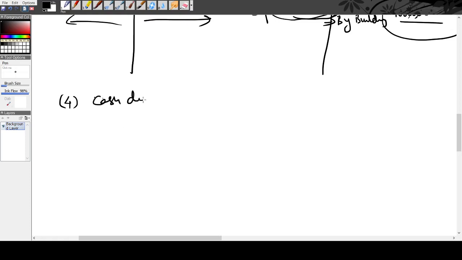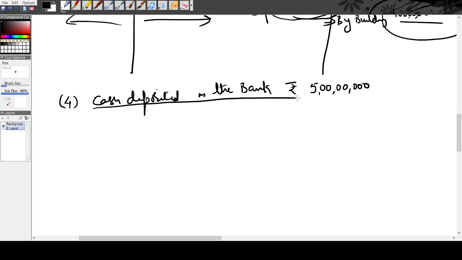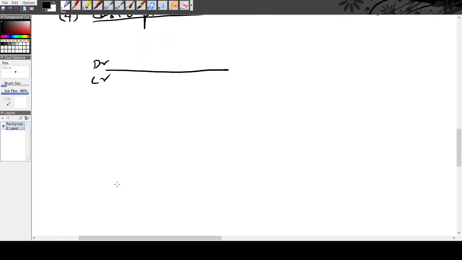Cash deposited in the bank, Rupees 5 crores. Now we are depositing some cash in the bank. How do you record this transaction? Again, there are two aspects, the debit aspect and the credit aspect, which have to be recorded. How do we record it?